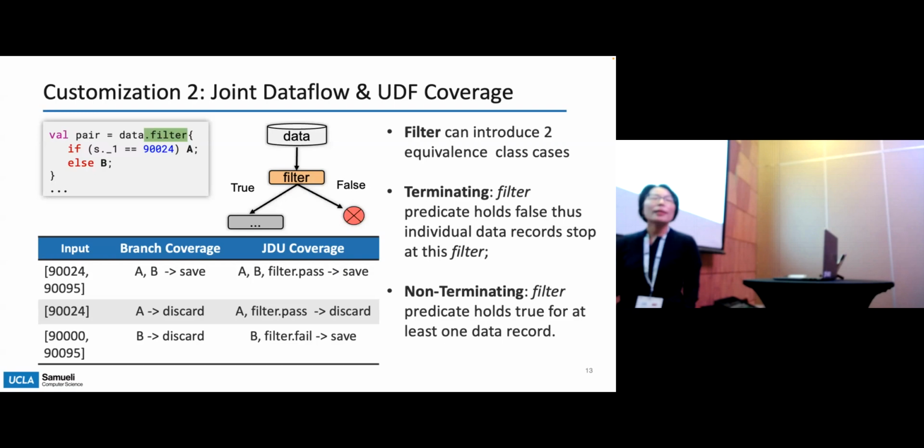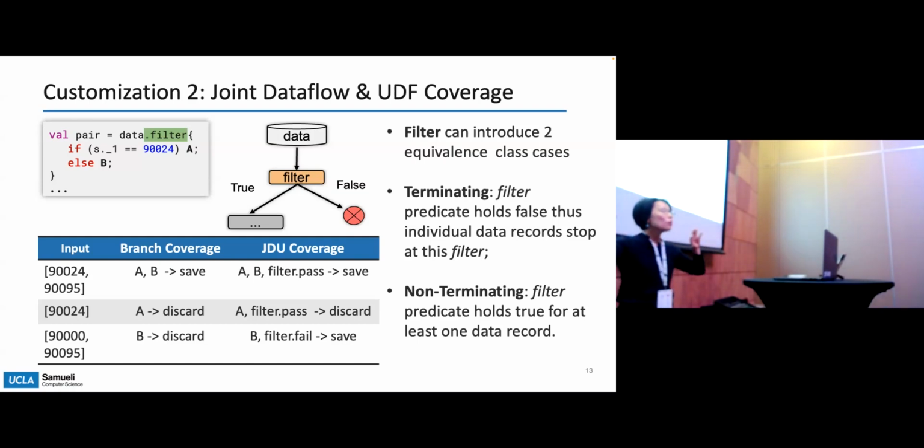The second idea is actually coming up with a new custom notion of coverage that makes sense in that domain. As I said, we may not care about all kinds of coverage feedback that's coming from the underlying framework. So what we did is that we came up with a new notion that we call JDU. JDU stands for Joint Data Flow and UDF coverage, so that we could listen to coverage feedback in the application code as is, which is coming from user-defined functions.